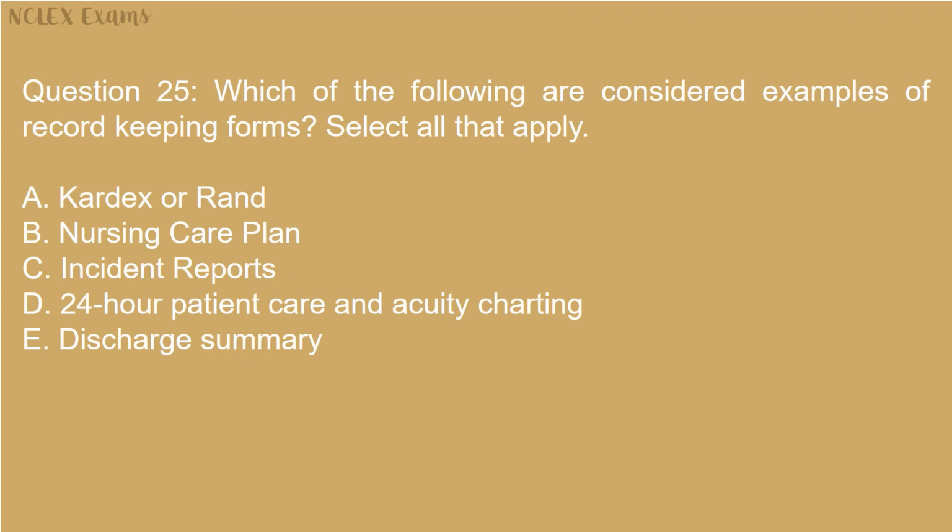Question 25. Which of the following are considered examples of record-keeping forms? Select all that apply. A. Cardex or RAND. B. Nursing care plan. C. Incident reports. D. 24-hour patient care and acuity charting. E. Discharge summary. Answer: A, B, C, D, E.